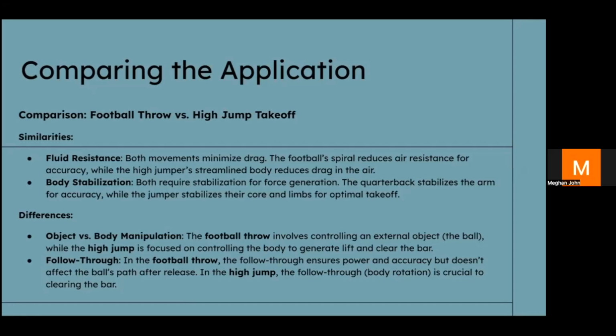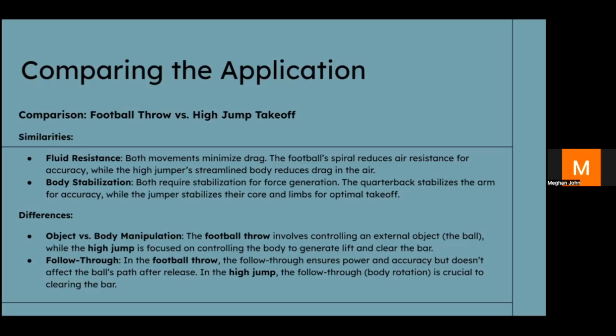The differences between the two skills: object manipulation versus body manipulation. The football throw is all about controlling an external object, the ball. The thrower controls its trajectory, spin, and speed to make a successful pass. In contrast, the high jump is about body control and manipulation, using momentum and force to clear the bar without any external objects except manipulating your body.